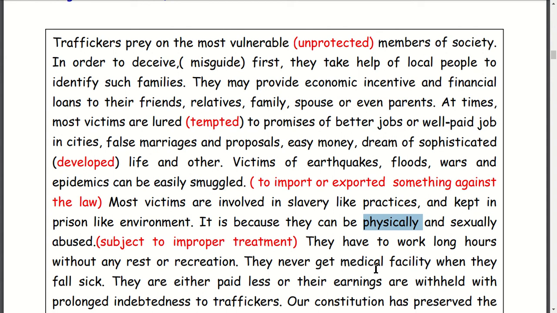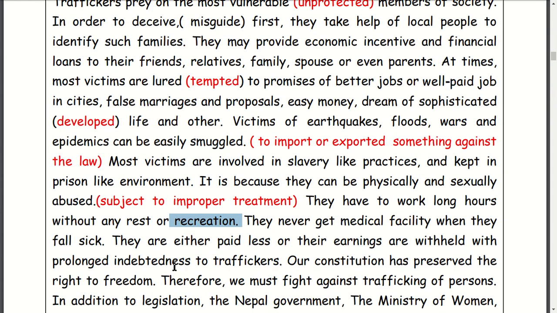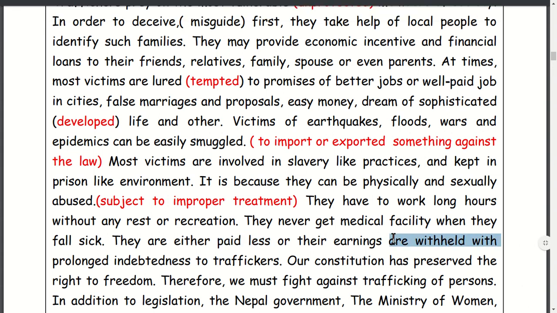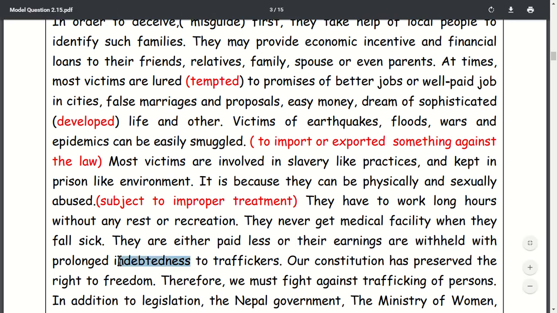They have to work long hours. They don't have any rest. They have no chance for recreation. They never get medical facilities when they fall sick, no medical support, no medicine. They are either paid less or their earnings are withheld, with prolonged indebtedness to traffickers.